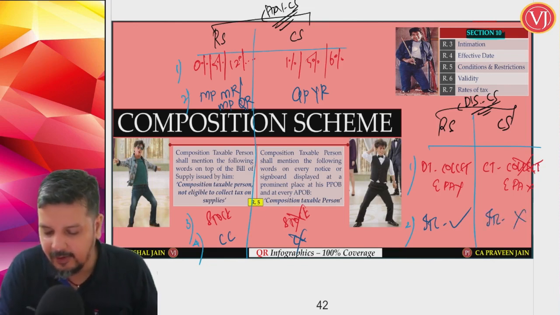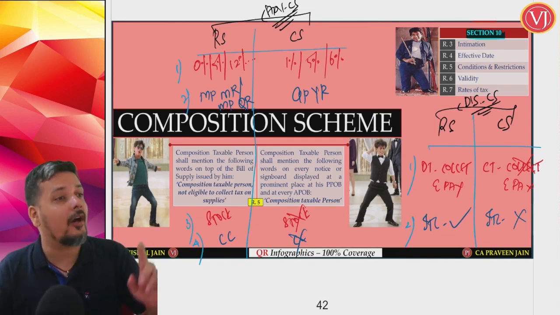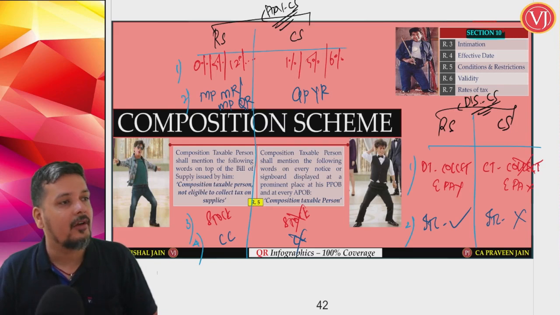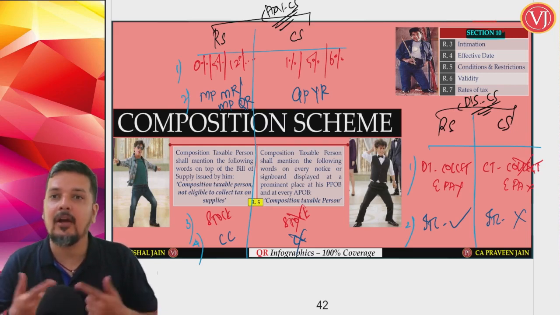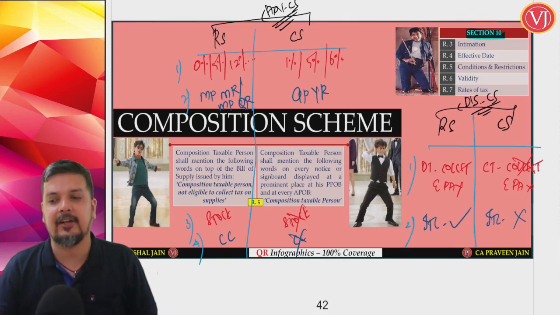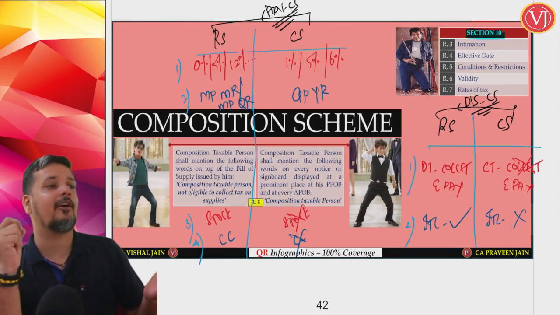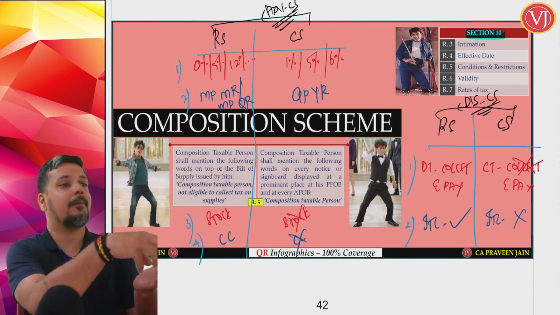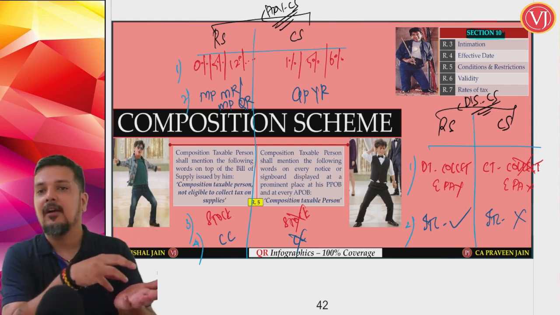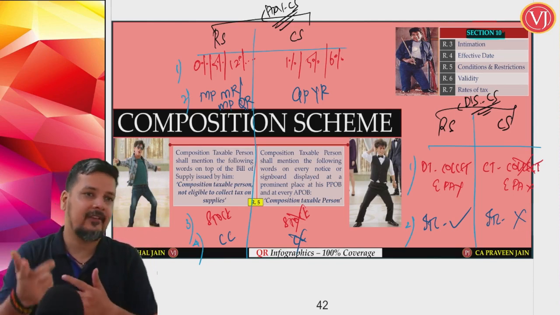Now, under your composition scheme, you cannot take input tax credit. On your purchases, you cannot take any ITC. It gets added to your cost. Are you guys clear with this understanding? You cannot avail input tax credit, which means whatever items are purchased by a composition scheme dealer, all the GST on the purchase invoices, expense invoices, capital goods invoices and fixed assets invoices gets added to your cost. When your cost increases, price increases.